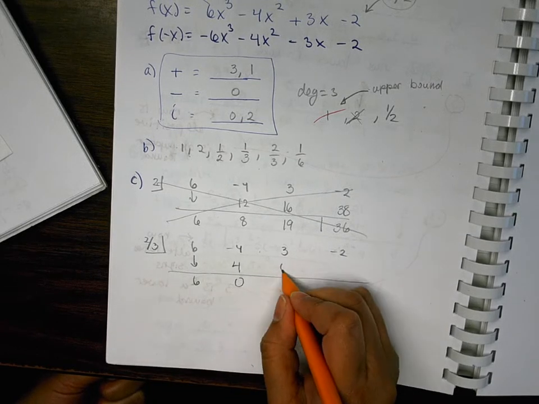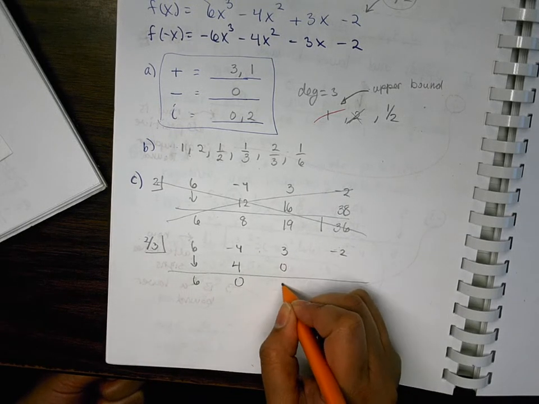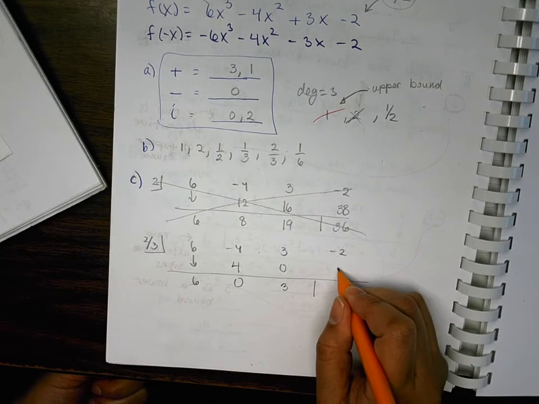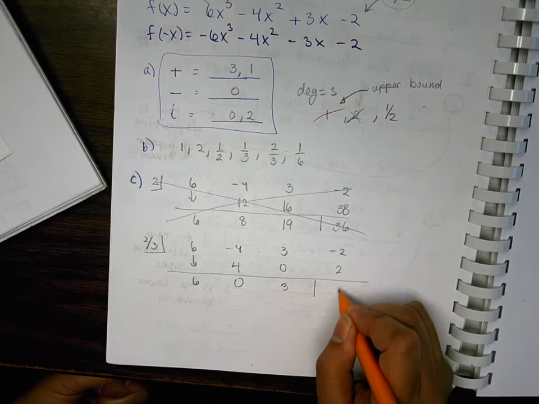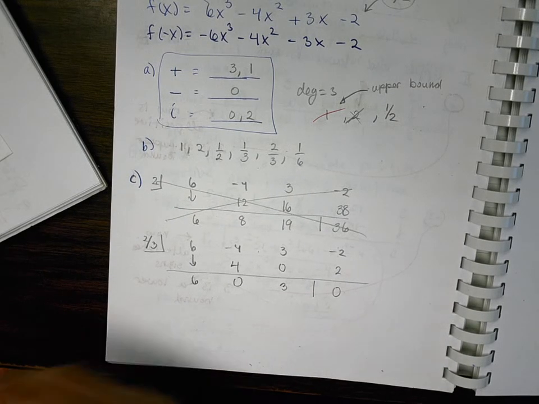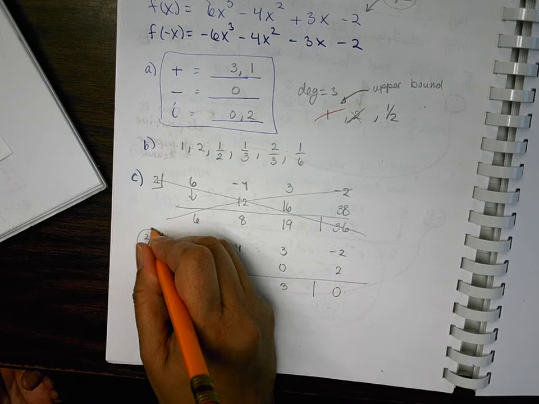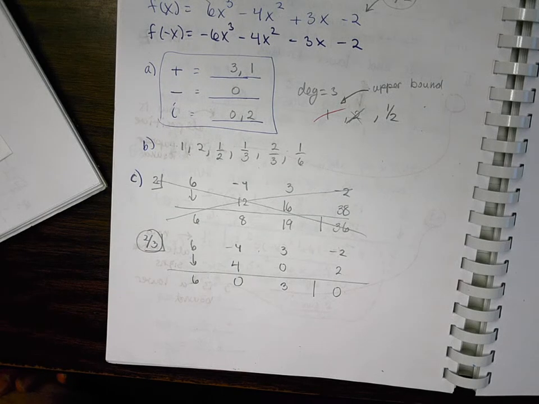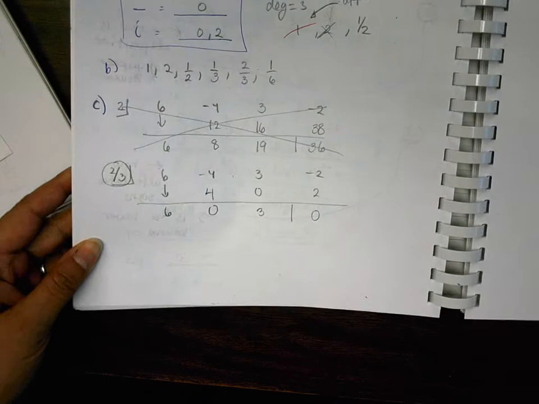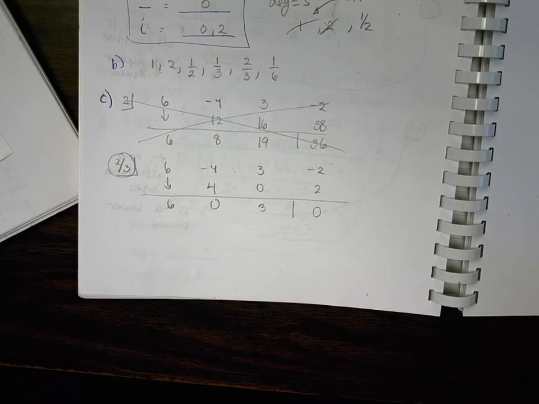What's negative 4 plus 4? 0. 2/3 times 0. And then bring down the 3, because 3 plus 0. And then 2/3 times 3 is 2. This is 0. Is that a solution? Now, I have only one so far, 2/3. How many more do I need? 2.